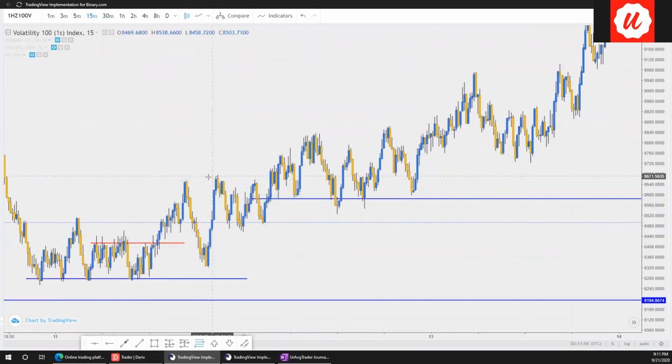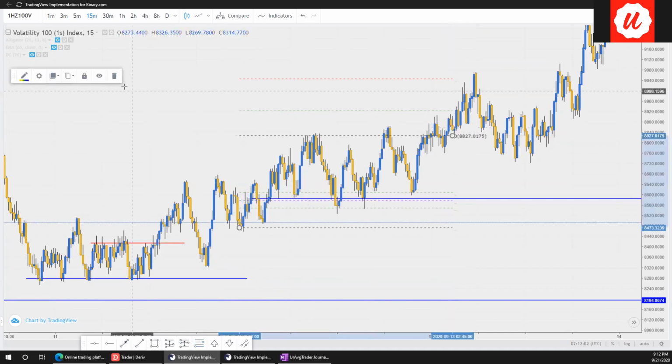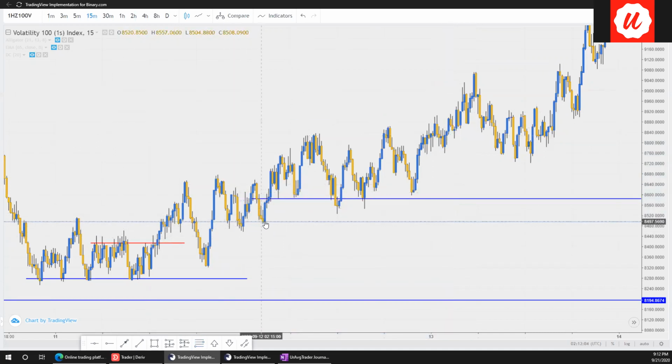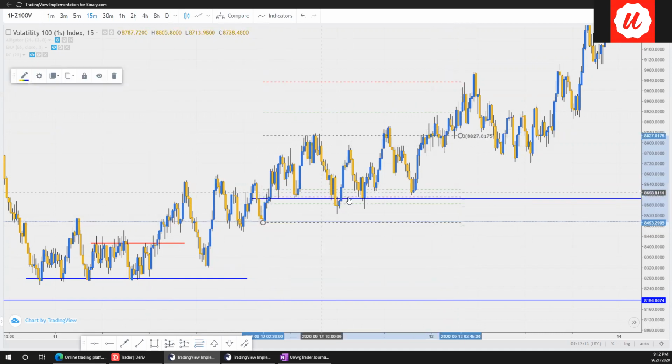Same thing with this one again, right? Look, this is the last lower high. This is the last low to give us this new high. So you draw it from this one to this one. You can enter on the 705 fib again.